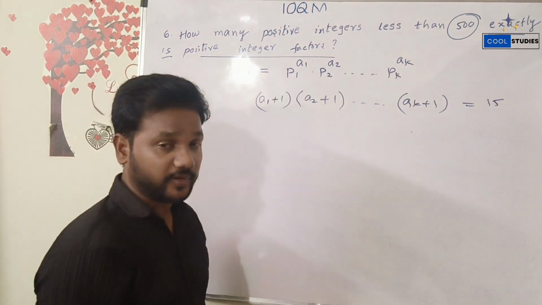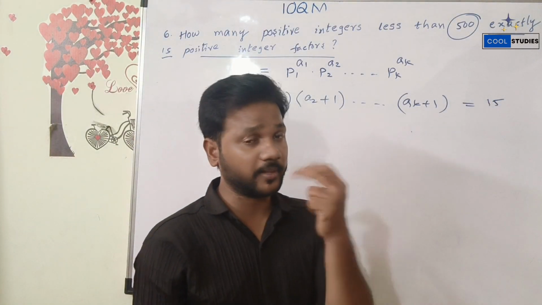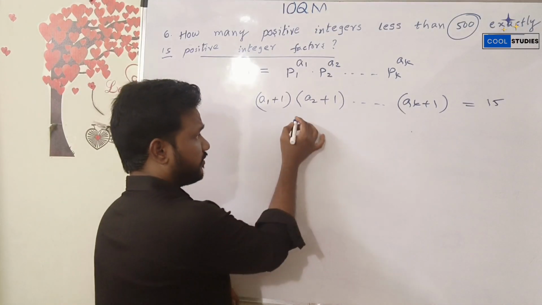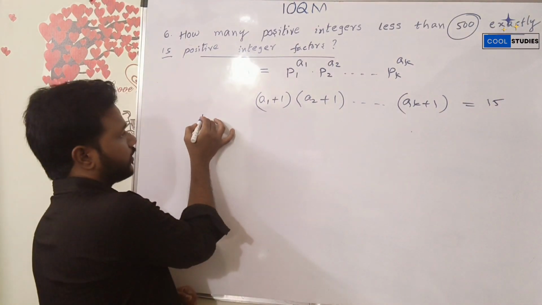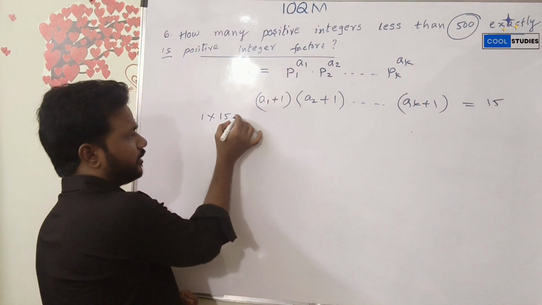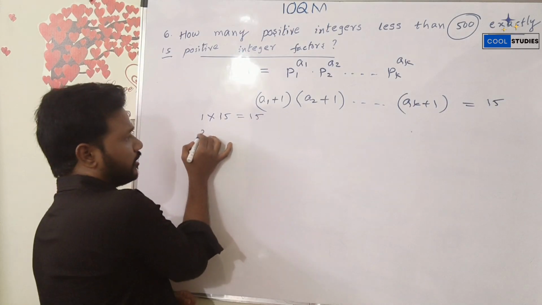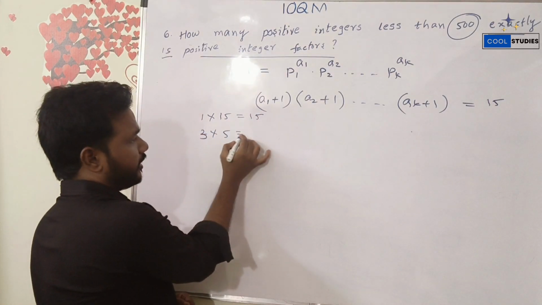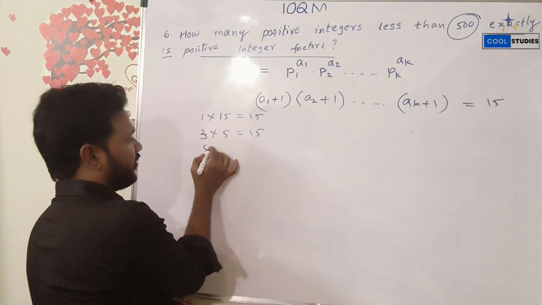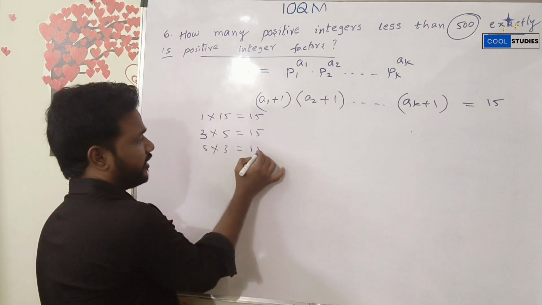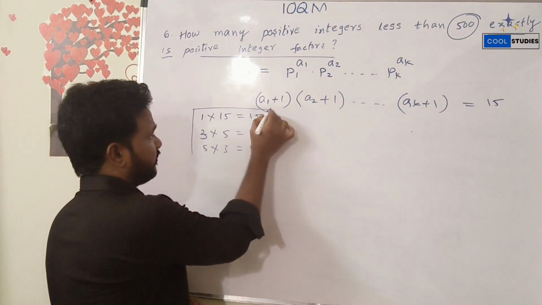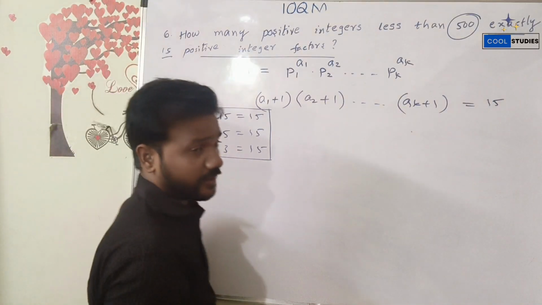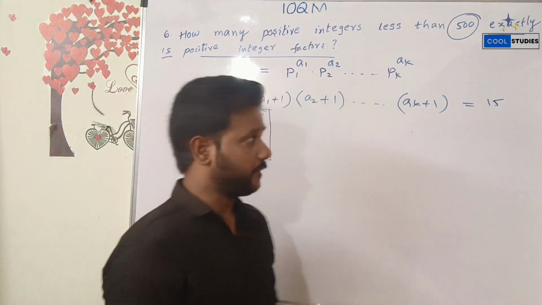Now, when we get the answer 15, we multiply two numbers. 1 into 15 is 15, 3 into 5 is 15, or 5 into 3 is 15. These three cases give the answer 15.